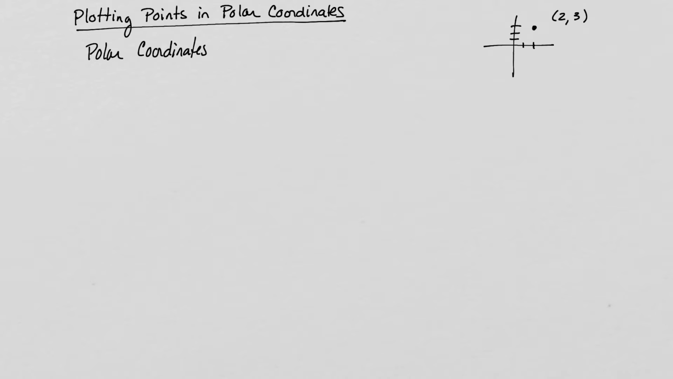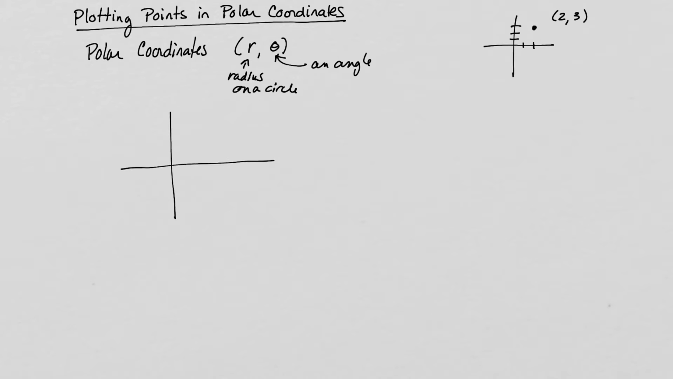In polar coordinates, rather than an x and a y, you're given an r and a theta. The r is referring to the radius on a circle, and the theta is referring to an angle. So, for instance, if I had a point here, gotten by rotating pi over 4, and the length here was 5, this point would be the point (5, pi over 4).